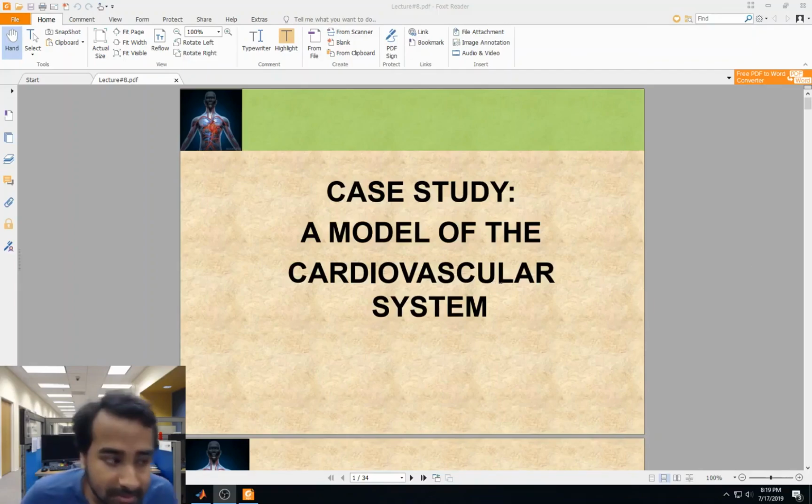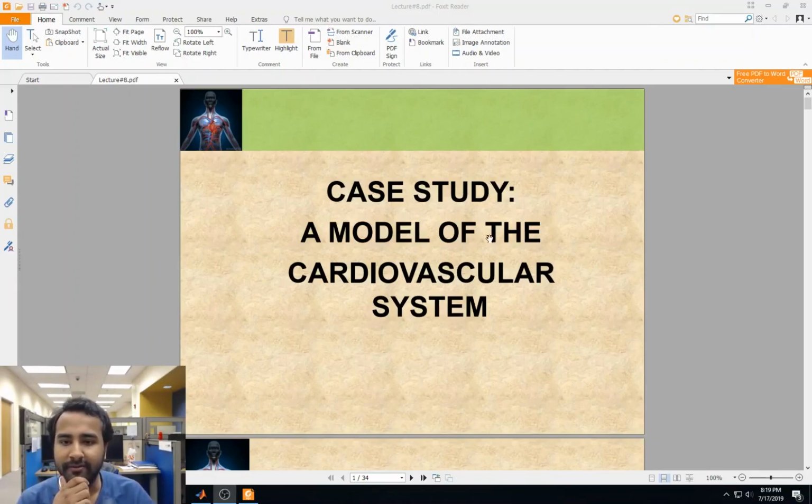Welcome, guys. So this will be the final module that I'll be covering for this course. This one's going to be another case study like our biosignal processing one, but this time we're going to do a model of the cardiovascular system. And just like the biosignal one before, this makes heavy use of the previous module. So in this case, it was the numerical methods.